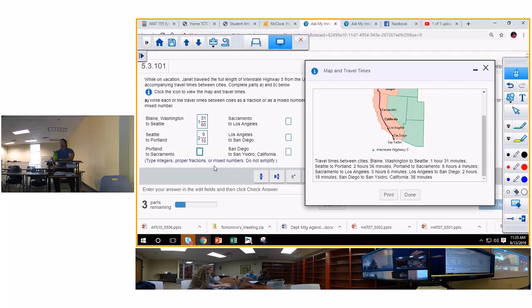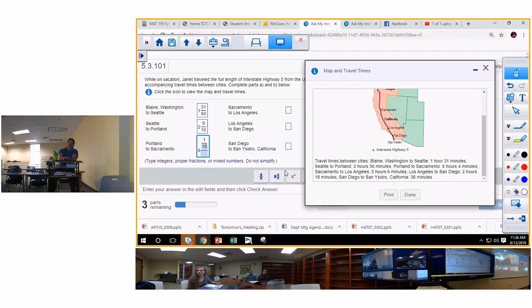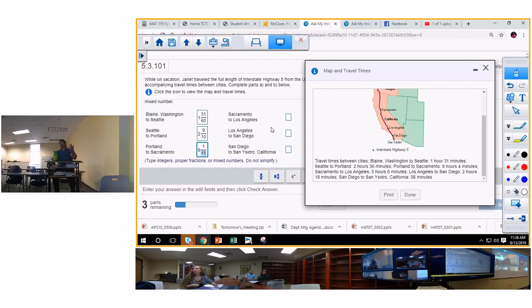Okay, Portland to Sacramento. 8 hours, 4 minutes. So that's going to be 8 and 4 over 60, which is 2 over 30, which is 1 over 15. So that's going to be 8 and 1 over 15. Now, knowing my luck, since I'm doing all the simplifying, they're going to want them all over 60. But I'll take either. All right, Sacramento to Los Angeles, 5 and 6. That's going to be 1 over 10. So 5 and 1 over 10.